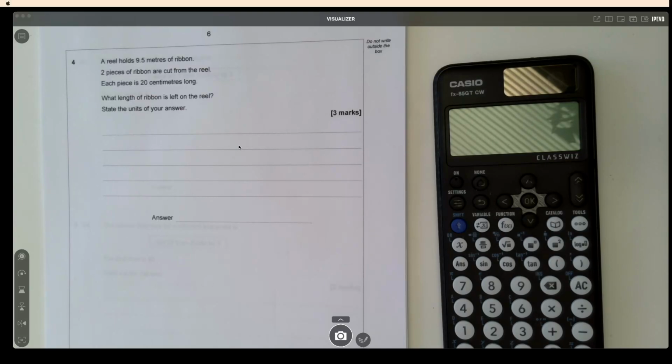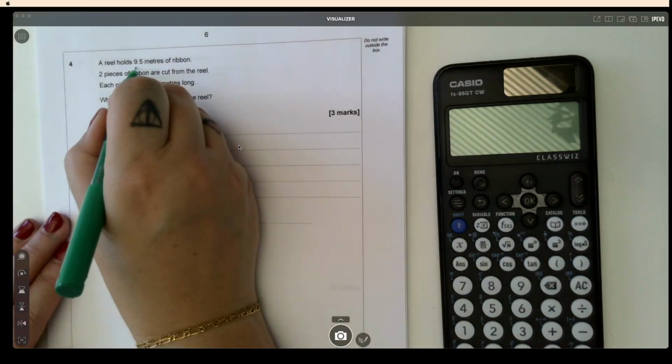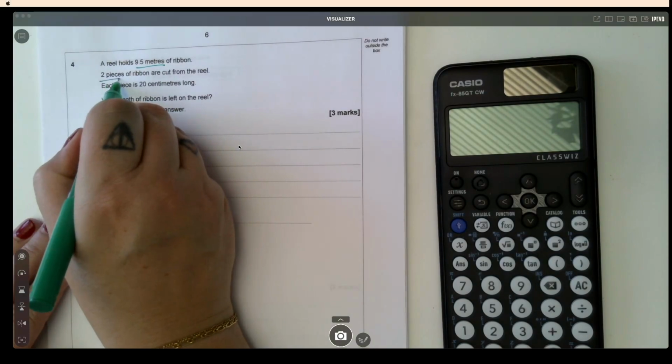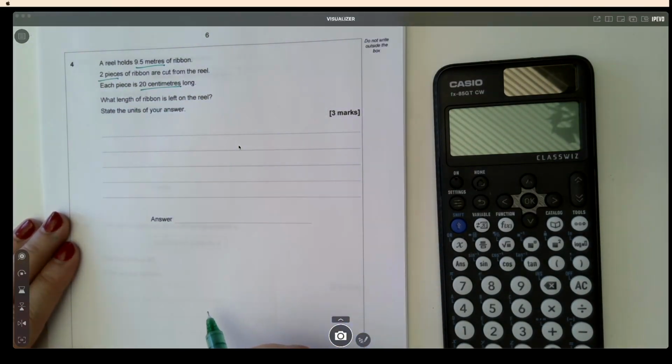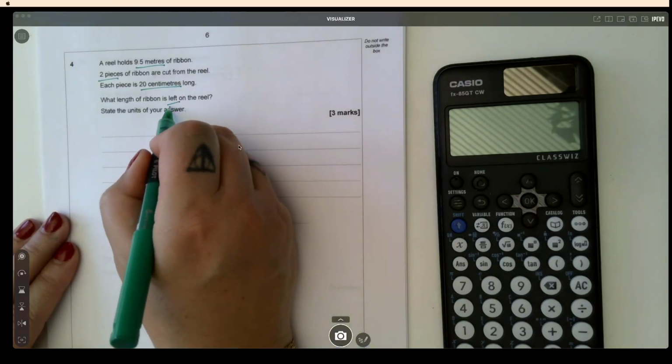Question 4. A reel holds 9.5 metres of ribbon. 2 pieces of ribbon are cut from the reel. Each piece is 20 centimetres long. What length of ribbon is left?